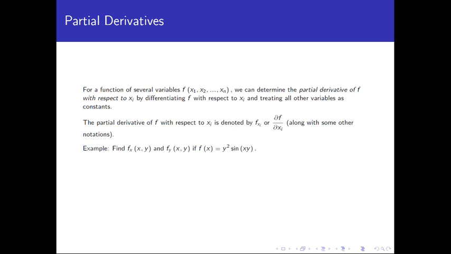So this example tells us to take the partial with respect to x and the partial with respect to y. This should say f of x,y equals y squared times sine of xy. So this should be f of x,y.